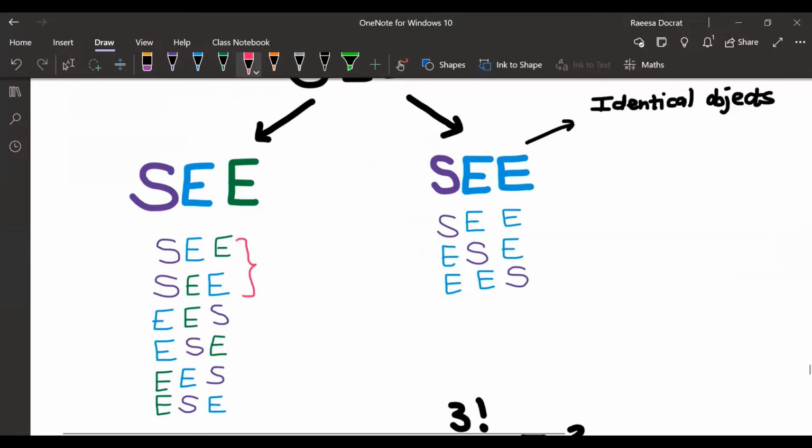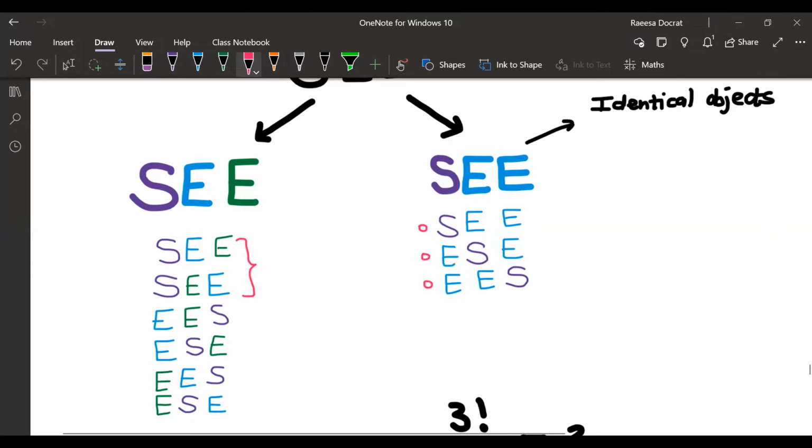But you know from the way that letters are that these two, for example, are the same word. So if you have identical objects, you can't just say that it is 3 times 2 times 1 to arrange it, which is 3 factorial. You have to account for the fact that some objects are identical. So the 2 E's are the same, and we only have 3 unique answers: SEE, ESE, or EES. Those are the 3 unique ones.